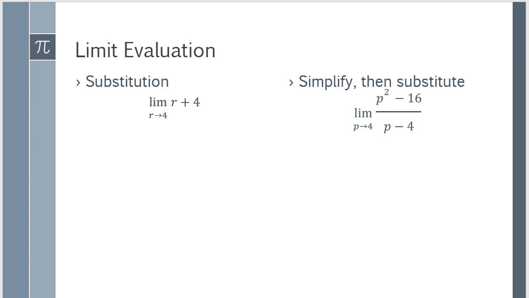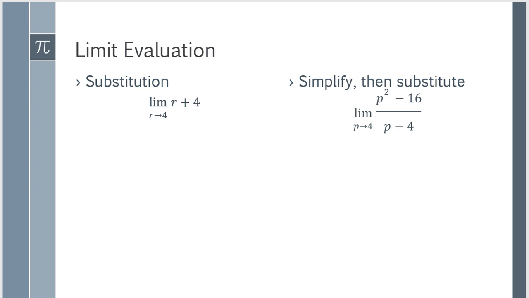So I wanted to take this video to just demonstrate some of those methods of evaluating limits, in the order we do it. The first one here is the limit as r approaches 4, and that's a two-sided limit, so it's from the left and the right, of r plus 4.